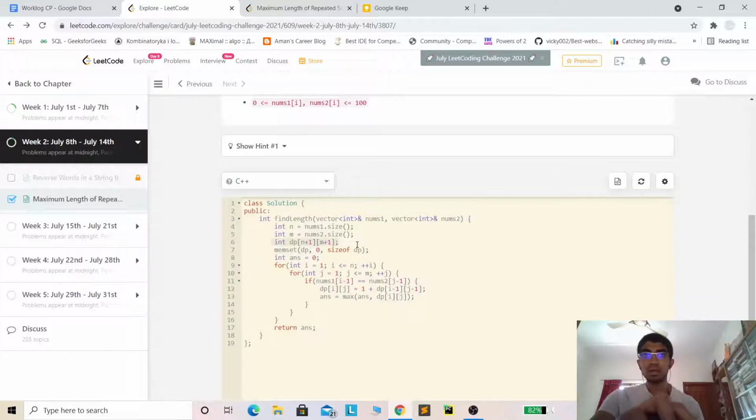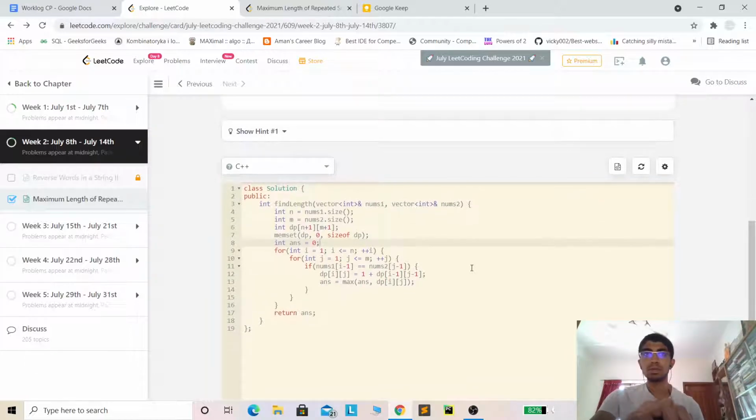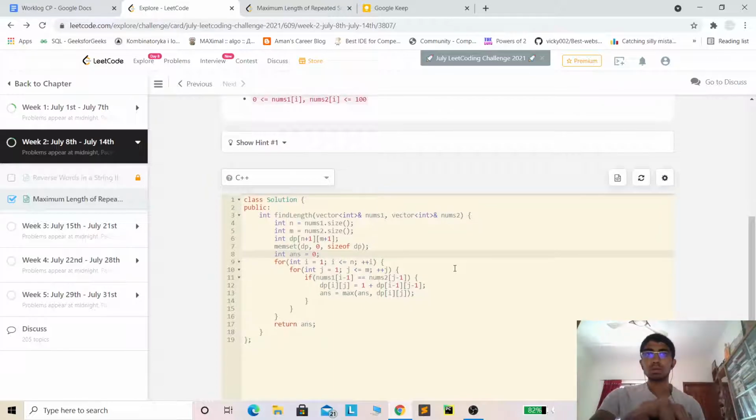So this is the DP array. It's basically a 2D matrix, like n cross m matrix, and we initialize all of it with 0. Answer will store the maximum answer for this problem. And over here, what does DP of I comma j mean? DP of I comma j means what is the longest common subarray from 0 till the ith position of array 1 and 0 till the jth position of array 2. So between those two ranges, what is the longest common subarray that's occurring? That is the meaning of DP I comma j.